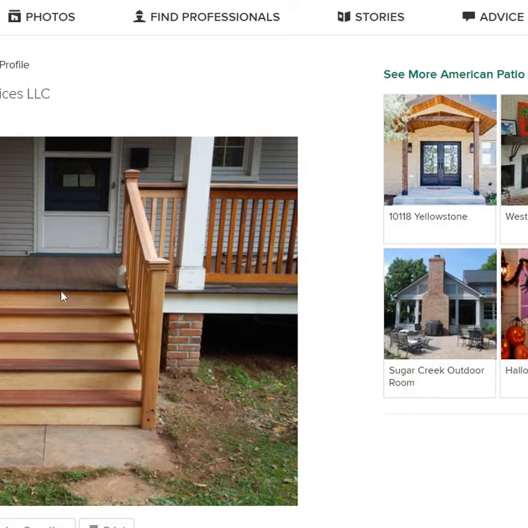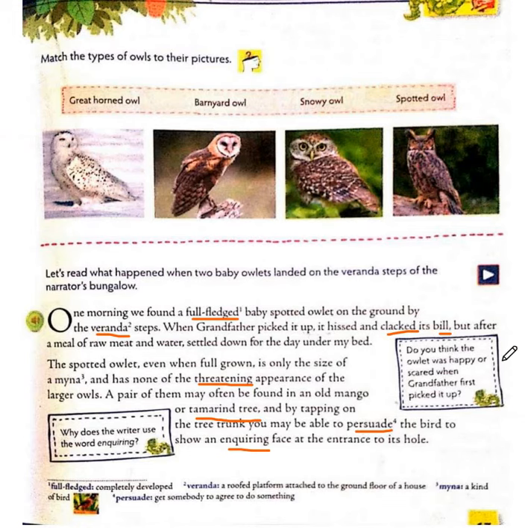So this kind of a place is being called a baranda step. Okay, so you can see this kind of a step is being called a baranda step. Clacked here means by tapping its bill, it made a noise, it made a sound. So that is what is being called clacked. So by tapping its bill or beak, it made a clacking sound. And then threatening. Threatening means of which you will get afraid or frightening, you can say.